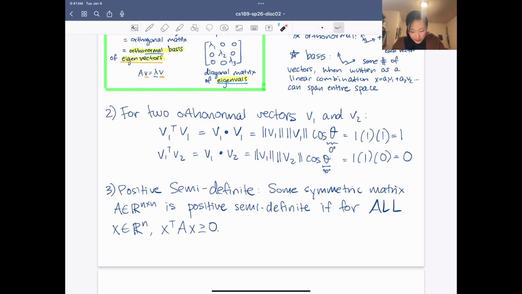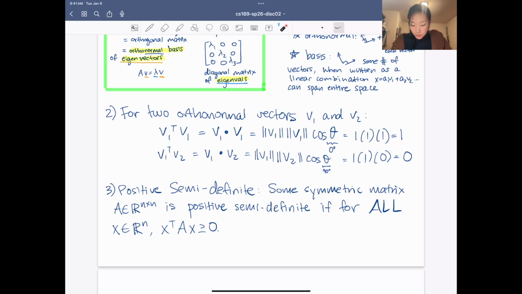Okay, we're back. v1 dot product v1 is equivalent to the magnitude of v1 times the magnitude of v1 times cosine of theta, where theta is the angle between the two vectors we're taking the dot product of, in this case 0 degrees because they're the same vector. The magnitude of v1 is 1 because we're talking about orthonormal vectors, and cosine of 0 degrees is 1, and so v1 dot product v1 is equivalent to 1. This is going to be very helpful later on.